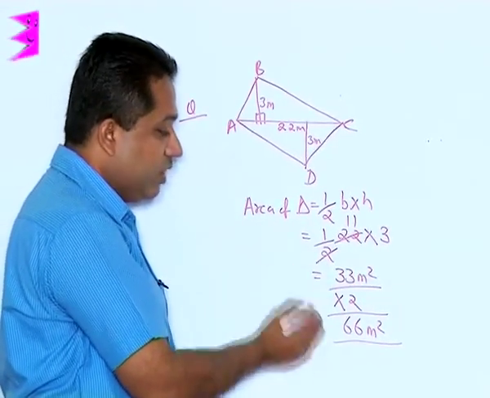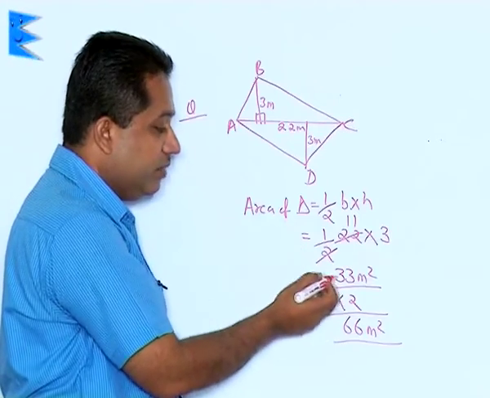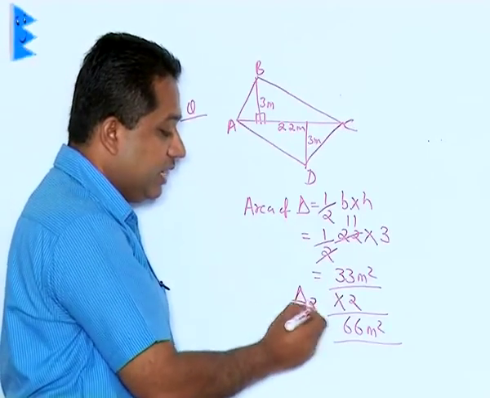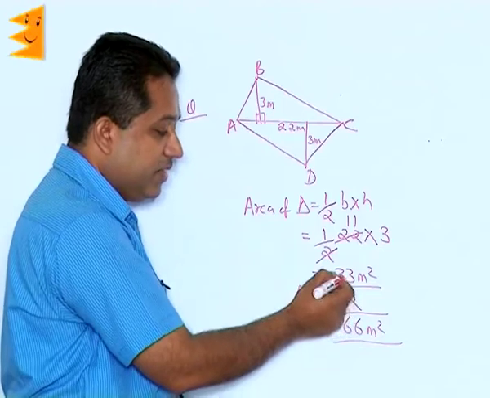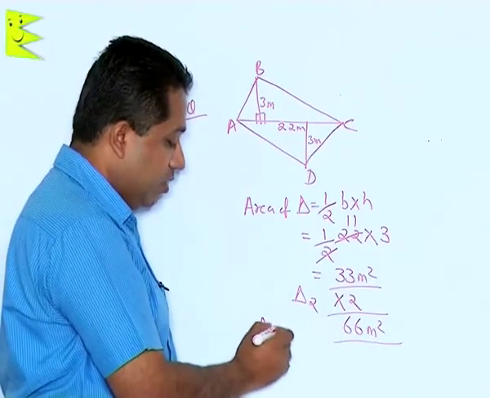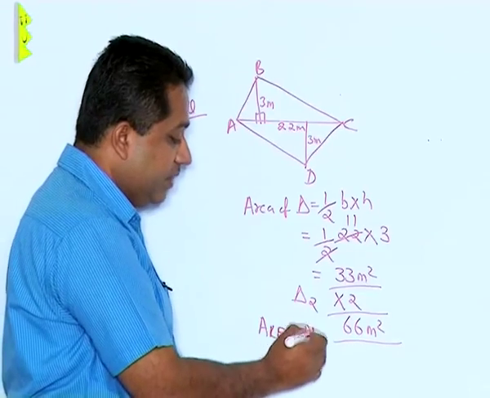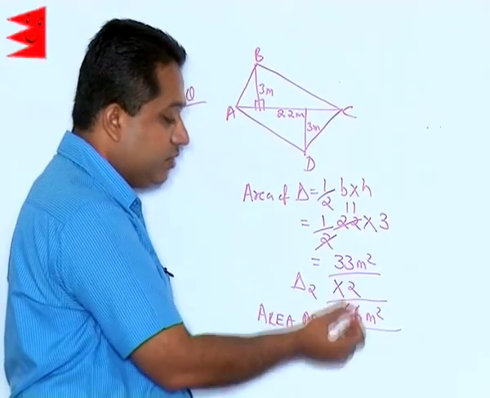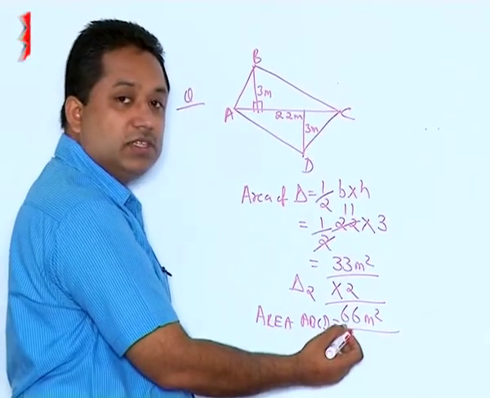So here we have got the area of triangle 1 as 33, therefore the area of the second triangle will also be the same, that is why we are multiplying with 2, and therefore we have got the area of the quadrilateral ABCD as twice of 33, which is equal to 66 meter square.